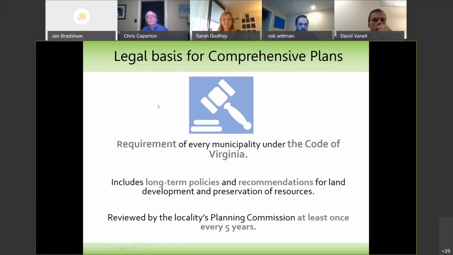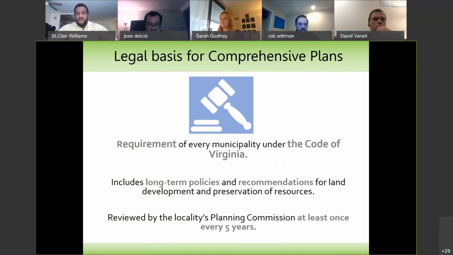Okay, so from the introductions, it sounds like most of the task force members are well versed with the comprehensive plan, but for those who may not be, and for any attendees who may not be, we just wanted to give a brief overview of the comprehensive plan and some info about the plan amendment process. So the Code of Virginia requires that every locality within the state have a comprehensive plan. And comprehensive plans generally are a long-term vision for land development and preservation of resources for a locality. Plan amendments usually cover a 20-year or more period and include a set of policies and recommendations to achieve the plan's visions and goals.